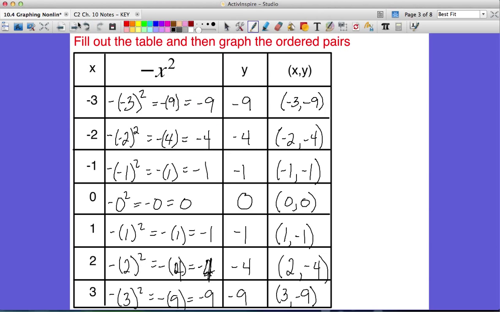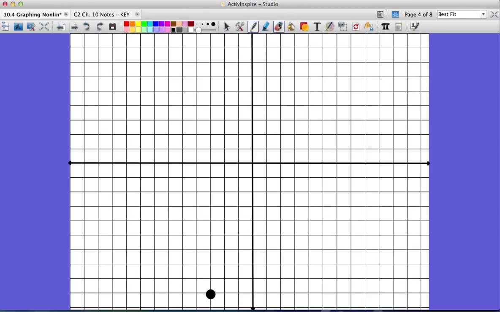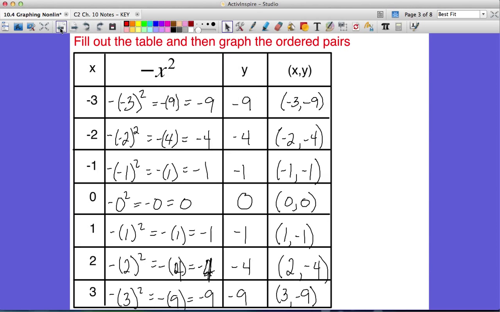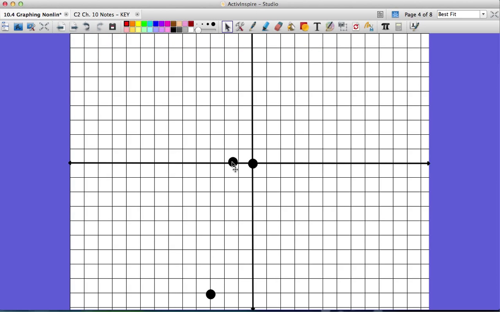So now let's take a look at what this graph looks like when we actually put it on the graph. The first one we'll start with is 0, 0. Then we had negative 3, negative 9. So negative 3, 1, 2, 3, negative 9, 1, 2, 3, 4, 5, 6, 7, 8, 9. And then we had negative 2, negative 4, so negative 1, negative 2, 1, 2, 3, 4. And then we had negative 1, negative 1. And the next one we had was 1, negative 1. Then 2, negative 4, so 1, 2, 1, 2, 3, 4. And then positive 3, negative 9.